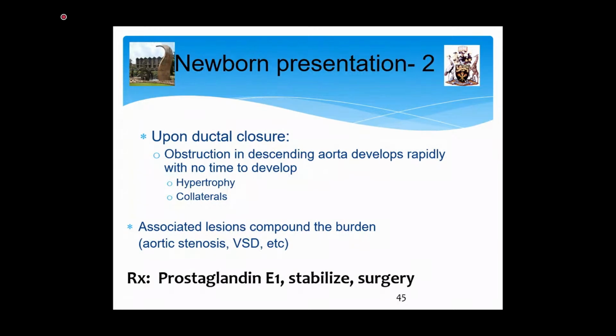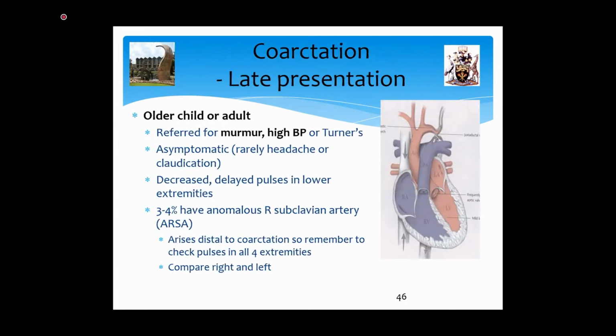If there are other associated problems, they will compound the problem. For these children, we advise you to keep the PDA open, stabilize, then we operate or open up the coarctation. In older children, many of them will be referred because of a murmur or high BP. They're the ones who will say they have headaches or claudication when they run. When they rest, it goes away. Many times we measure blood pressure only in the upper limbs. When you have high blood pressure in any child, please measure the blood pressure in all 4 limbs. They'll have radiofemoral delay, which is the difference between the upper and lower pulses.